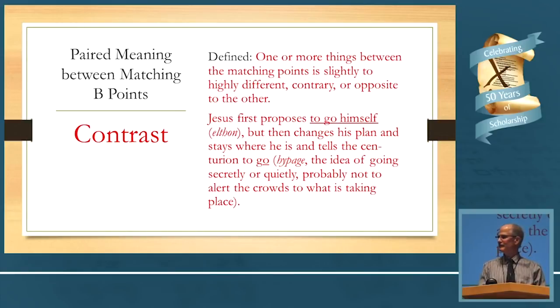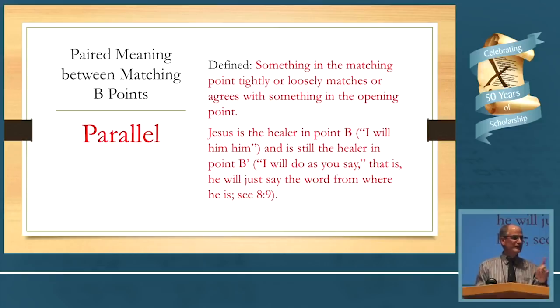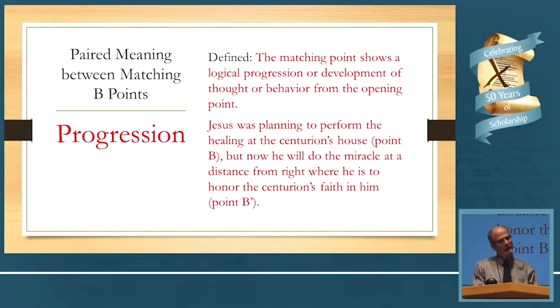Imagine this guy. There's a parallel, because who's the healer in both of the B's? Jesus. That didn't change. But notice there's progression. Progression is that the matching point, the second B point, shows logical progression or development of the thought or behavior from the opening point. You're the reader. All you had to memorize was that text. But now as you think of how the text is organized, that organization itself has meaning. Look how Jesus is so pleased to change how he was going to do the miracle to honor the faith of the centurion. What does that suggest about prayer?